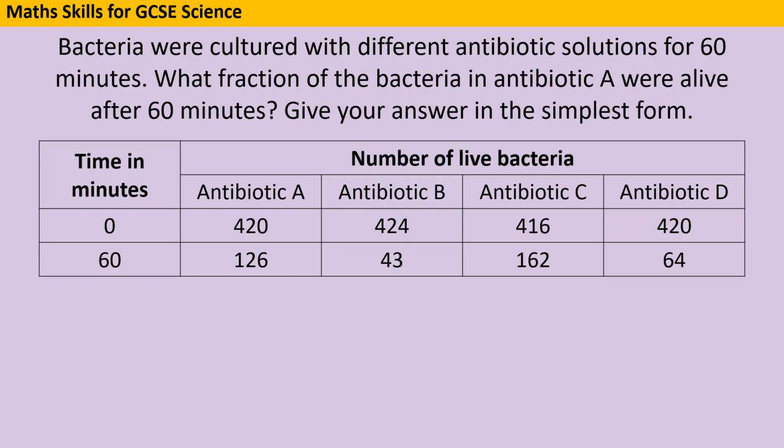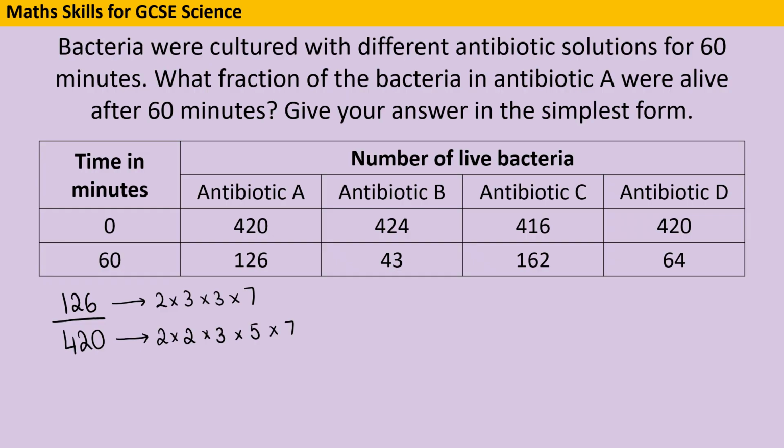So the first thing to do is to figure out what the initial fraction is. And here that's 126 bacteria out of the initial 420. So then I'm going to break these down into their prime factors. So 126 can be expressed as 2 times 3 times 3 times 7. And 420 can be expressed as 2 times 2 times 3 times 5 times 7.